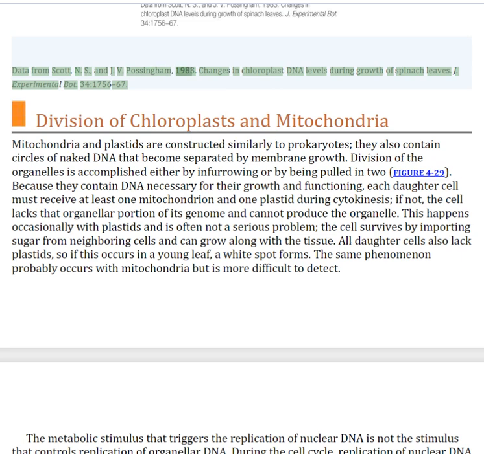Possingham, 1983. Changes in chloroplast DNA levels during growth of spinach leaves. J. Experimental Bot.